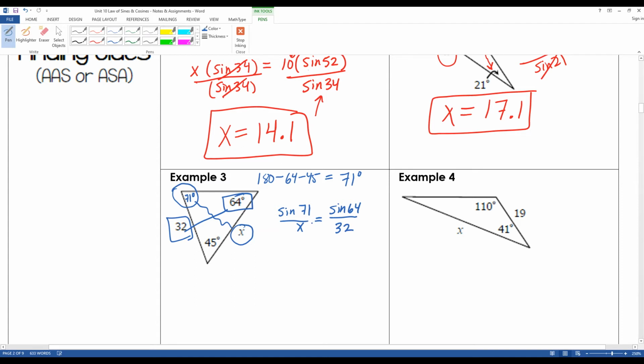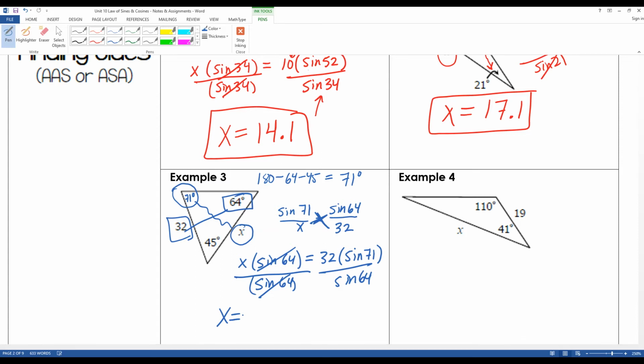Cross multiply. X times the sine of 64 equals 32 times the sine of 71. Divide by the sine of 64. So x is going to equal sine of 71 times 32, and hit enter. Get that number, then divide it by the sine of 64, and you should get 33.7.